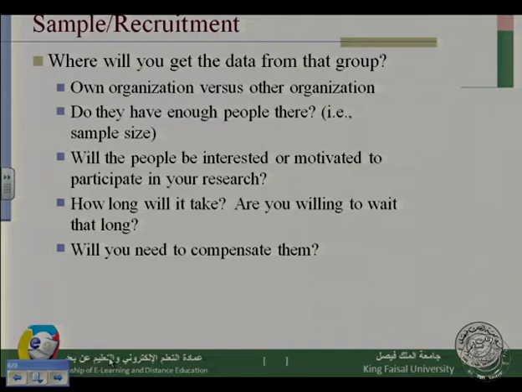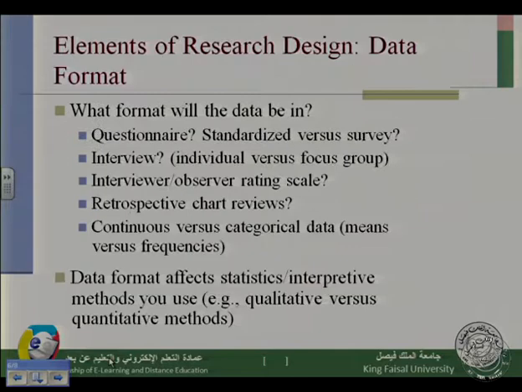How long will it take? This is very important. Are you willing to wait that long? Some research can, as we said in the previous lecture, last 5-7 years sometimes. Are you willing to wait? Don't say yes now just because you want to say yes. No. Think about it. Will you need to compensate them? As we said, sometimes you give them money to compensate them.